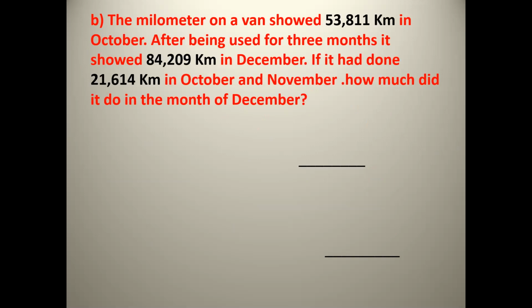Okay, next problem. The odometer of the van showed 53,811 kilometers in October. After being used for 3 months, it showed 84,209 kilometers, that is, in December. So here in October, November, December, the odometer was 84,209 kilometers.